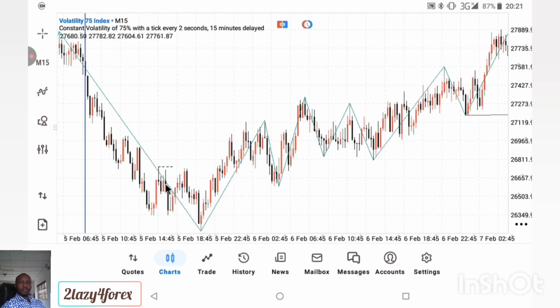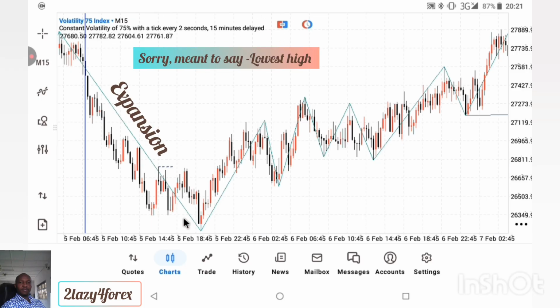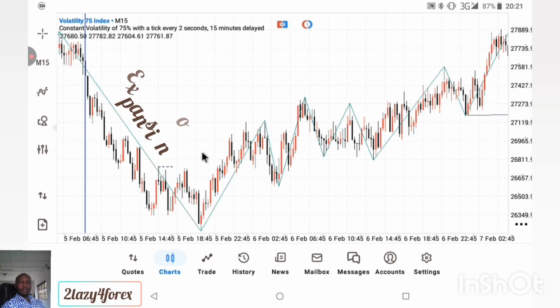My pullback has to break the lowest low of the expanding trade, the extension trade. This is where the lowest low is for this expansion. Please watch that video so you understand what I'm saying. I analyzed it there. So my pullback has to break the lowest low. Now this qualifies as my pullback because it has broken it.